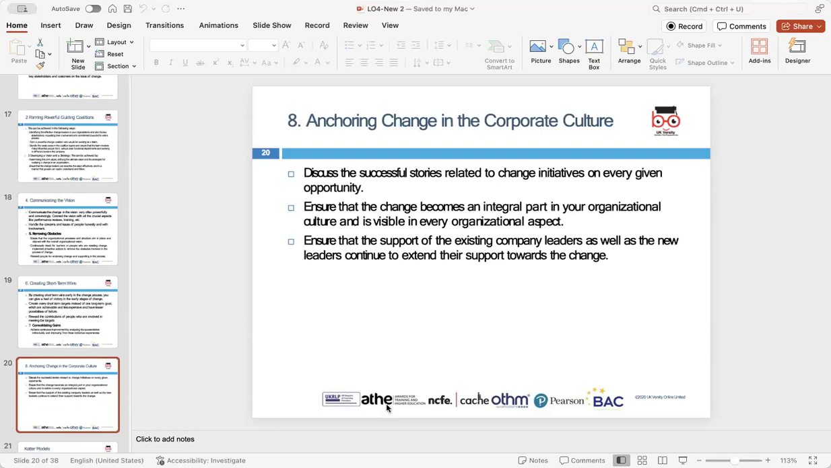So, anchoring change in the corporate culture. The final step in Kotter's model is to anchor the change within the organization's culture. For change to be successful in the long term, it must become an integral part of the way the organization operates. One way to achieve this is by sharing success stories related to the change initiatives. Discussing these stories at every opportunity reinforces the positive impact of the change and helps employees see how it aligns with the organization's goals.